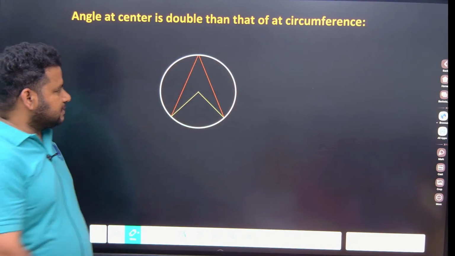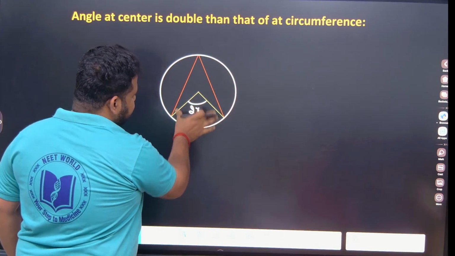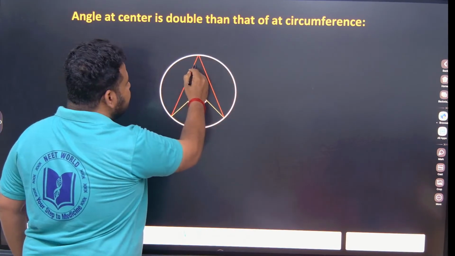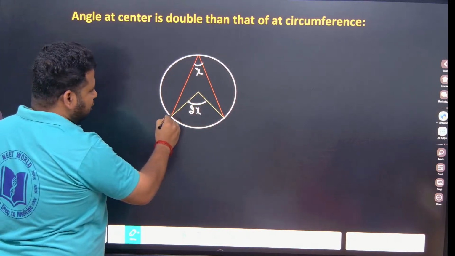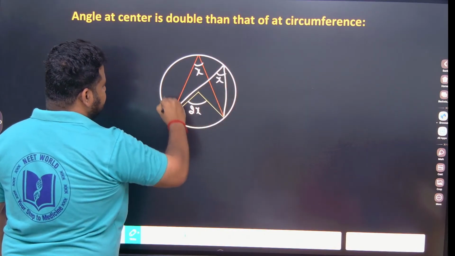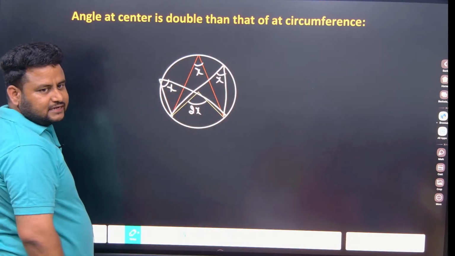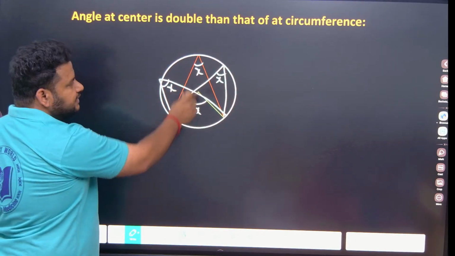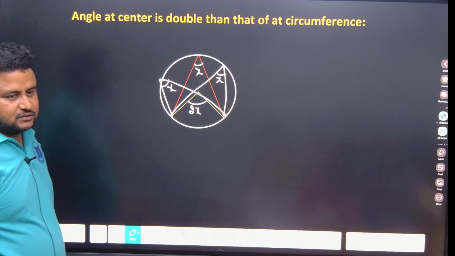What does it say? Suppose here the angle is 2x. From the same point, if you draw to a major arc, the angle will be x. Suppose from here if I draw it like this, it will also be x. From here if I draw it like this, it will also be x. Understood? Suppose this is 180 degrees, here the angle will be 90 degrees. This property you have to know. Please make a note of it.